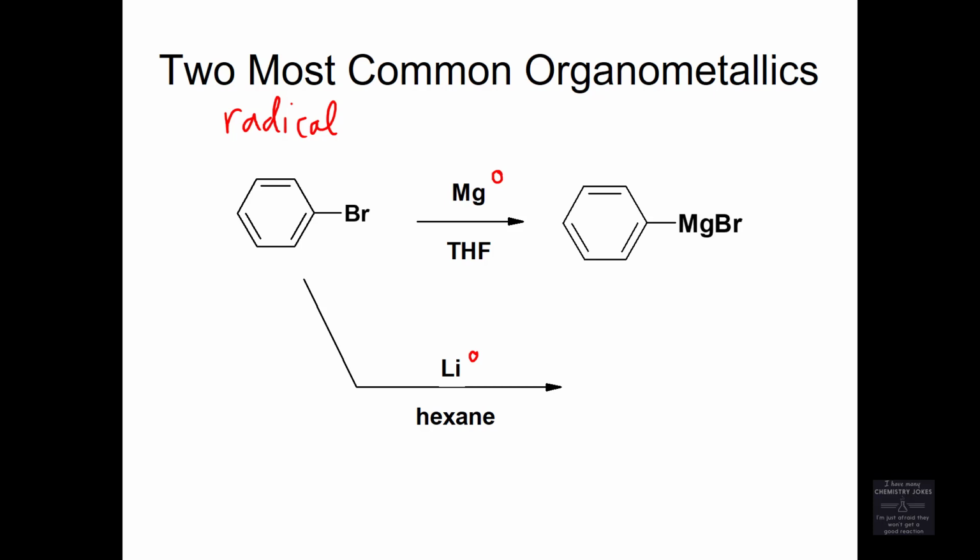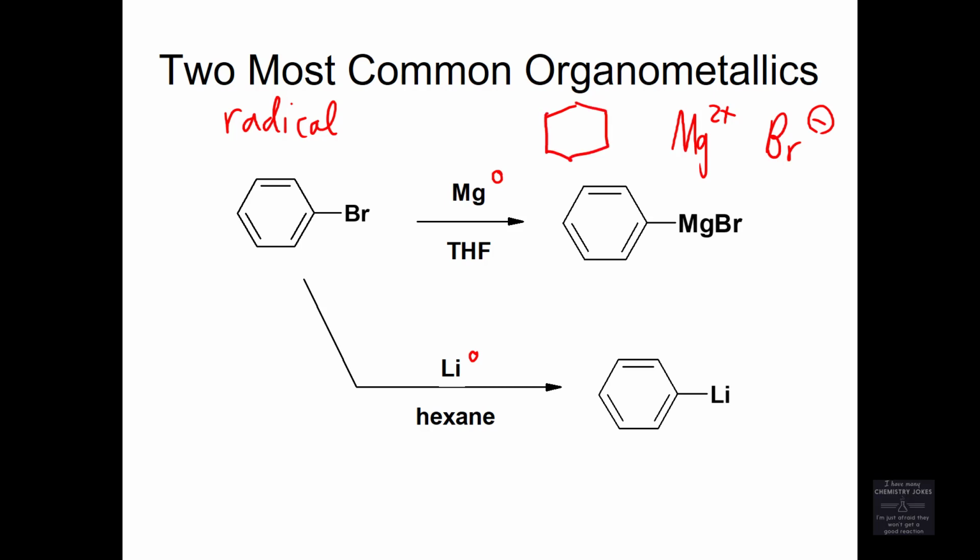But what happens is magnesium squeezes itself between the carbon and the bromine, like so. And lithium simply takes the place of the bromine. What? How does this work? Well, magnesium, when it's ionic, it's a stable +2 charge. So that's why it sandwiches itself between the carbon and the bromine.